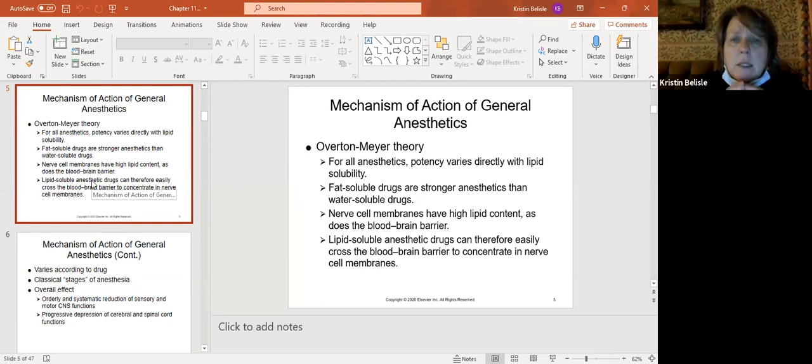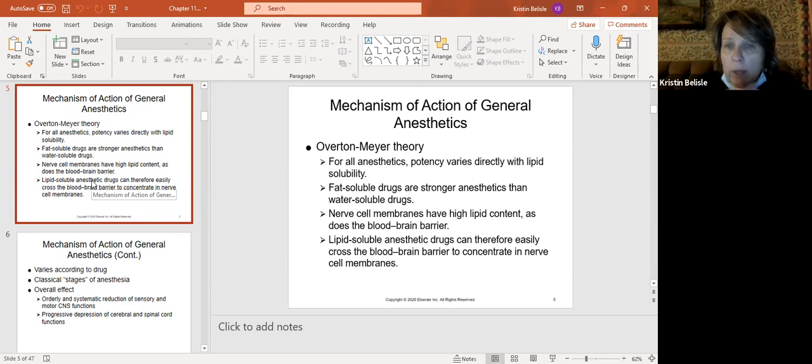The Overton-Meyer theory is the theory that two different scientists figured out the same thing around the same time, and they came together. This theory is how we understand anesthetics. They vary directly with lipid solubility, and we know lipids are fats, right? Fat soluble drugs are stronger anesthetics than water soluble drugs. Nerve cell membranes have high lipid content, and so does the blood-brain barrier.